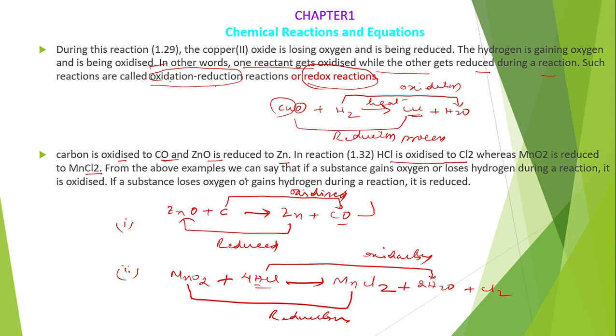So from the above examples, we can say that if a substance gains oxygen or loses hydrogen during a process, it is oxidized. If a substance loses oxygen or gains hydrogen during the reaction, it is reduced.